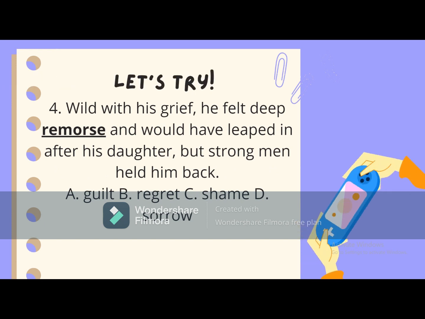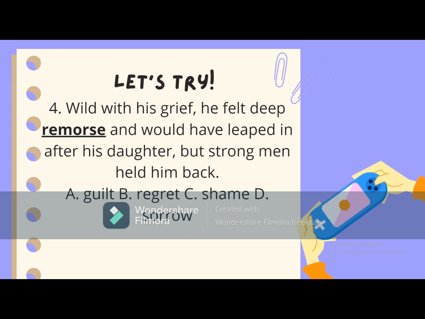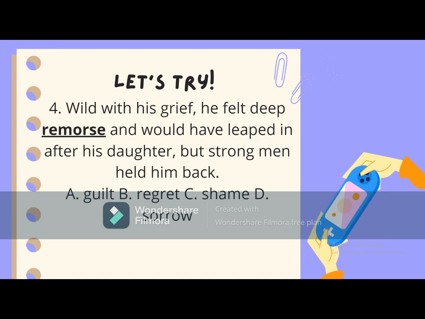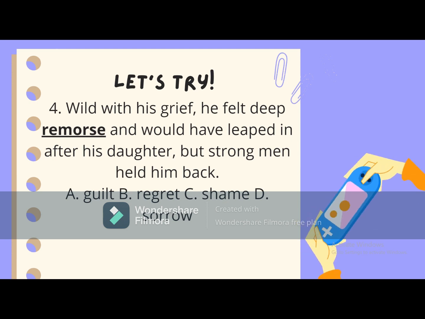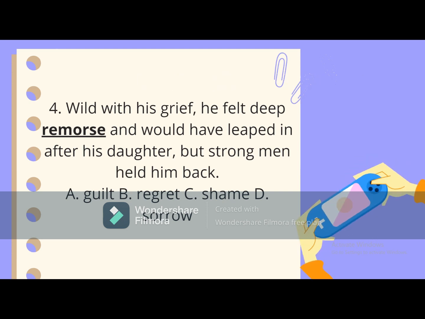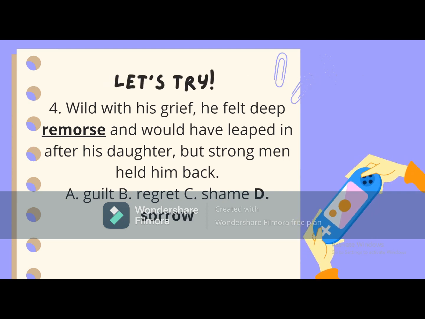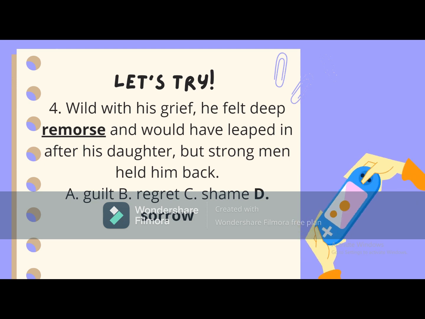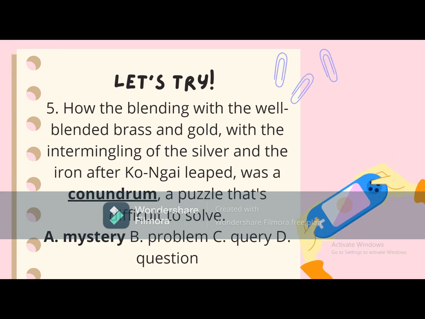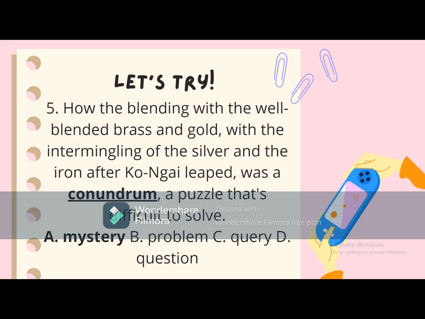Next we have 4. Wild with his grief, he felt deep remorse and would have leaped in after his daughter, but strong men held him back. What do we mean by remorse? Is it guilt, regret, shame, or sorrow? Let's see. It means sorrow. Okay? Our clue here is wild with his grief. Very, very sad or feeling sorrowful. So that is remorse.